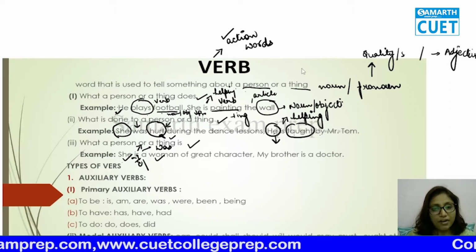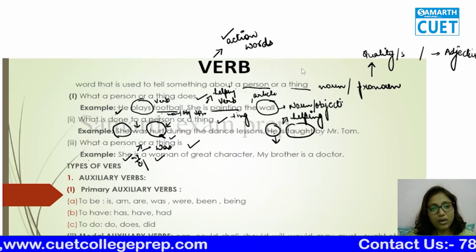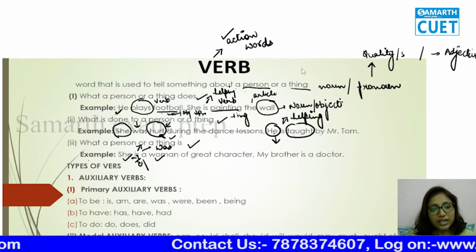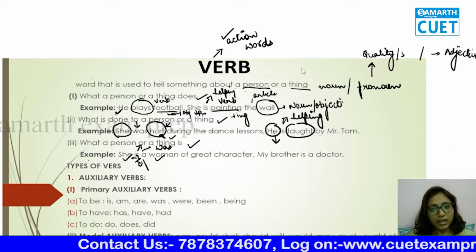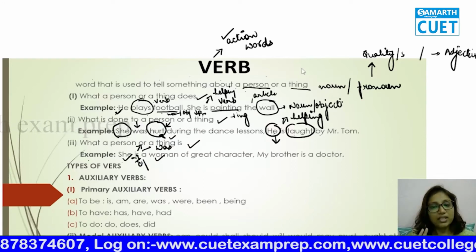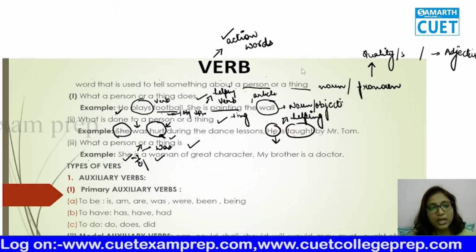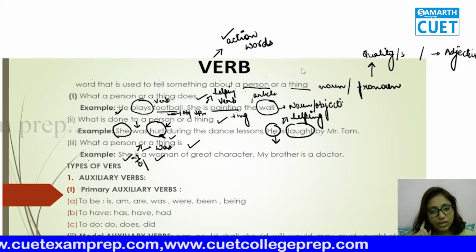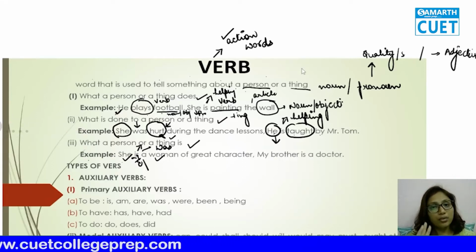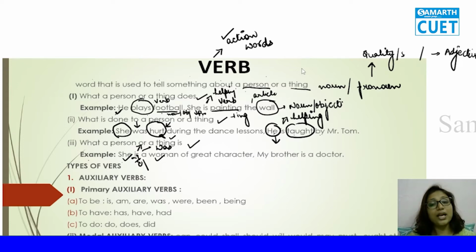So verb आपको ये एग्जाम्पल से क्लियर हो गया होगा. What verb is? Verb is a word that tells about a person or a thing. That means they tell three things about noun or pronoun: what noun or pronoun is doing, what is done to noun or pronoun, and what noun or pronoun is. That means what a person or a thing is doing, what is done to a person or a thing, and what a person or a thing is.